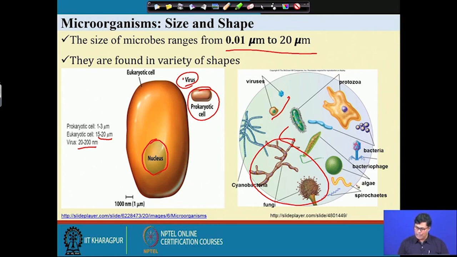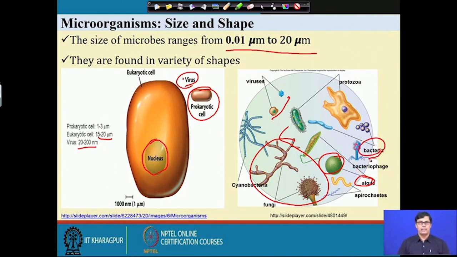Then we have algae. Algae is used in different places. Nowadays, biodiesel is considered a very good substitute for fossil fuel, and microalgae play a vital role there. And bacteria also have several applications, particularly streptomycin production.